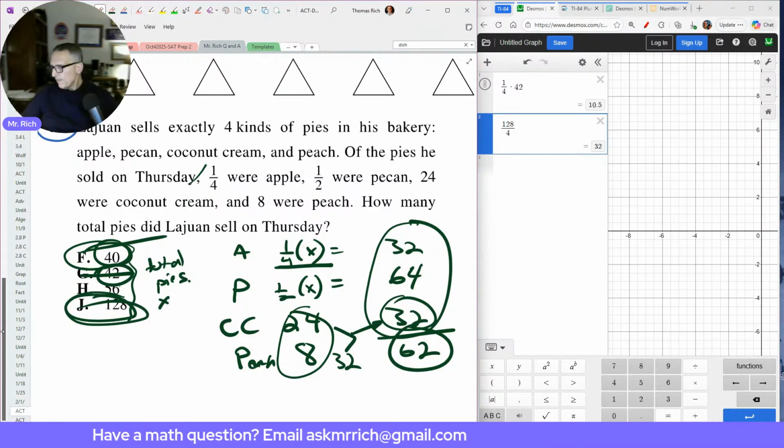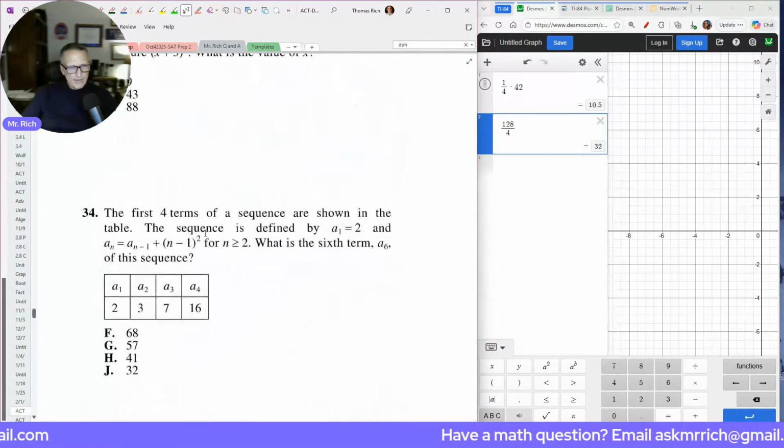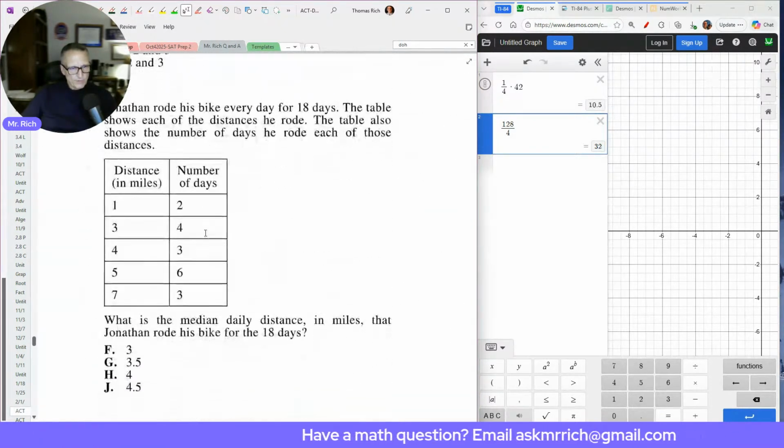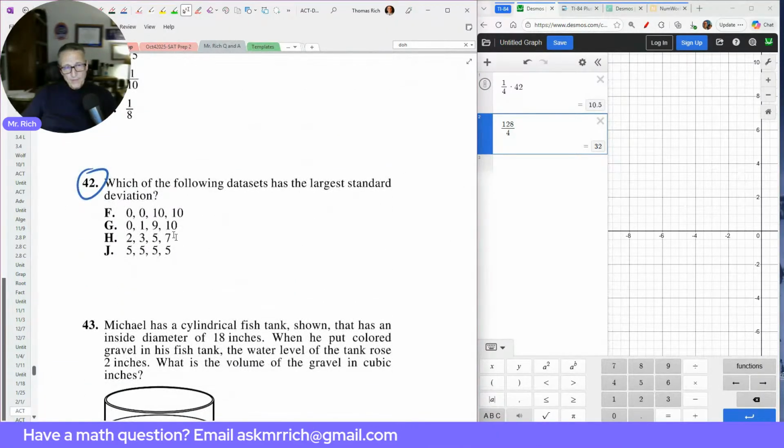Okay. That one doesn't really show us how to use Desmos very well. But that's just kind of a back calculation. Let's see if there were any others back here. Yeah, I was going to show you this one, 42.